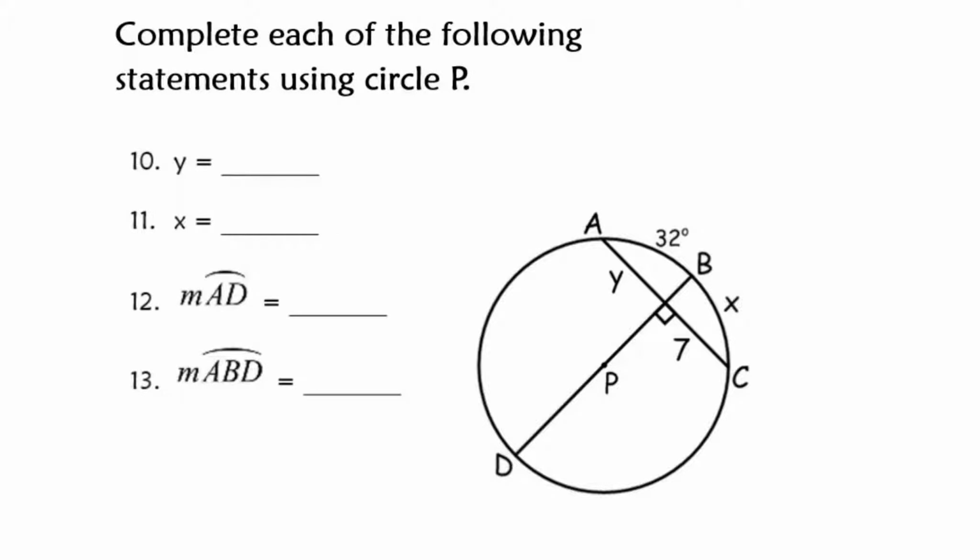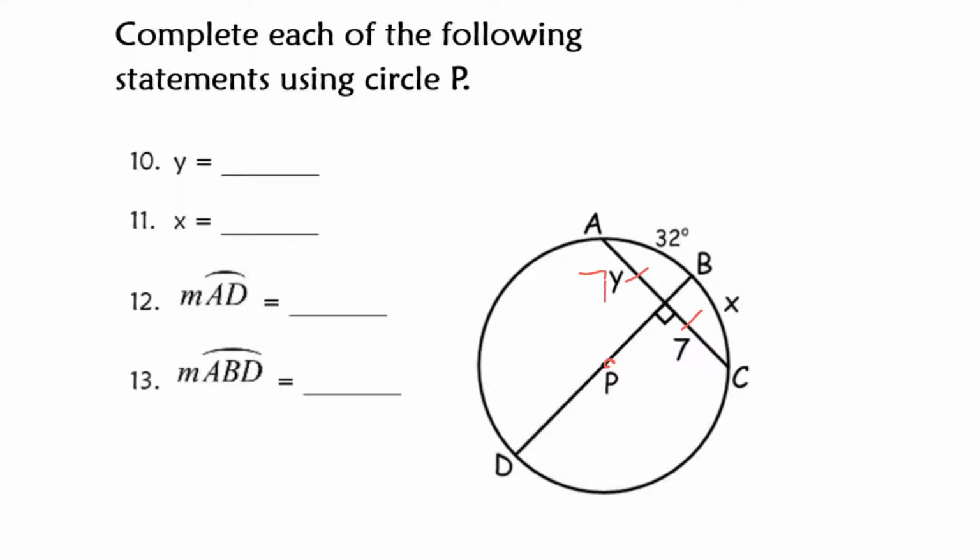Okay, on numbers 10 through 13, we're looking for measurements here. I know I have a diameter. What I noticed too, though, is I have this radius PB here, and P is my center. So PB intersects AC at a 90-degree angle, which means those two segments have to be congruent. Okay, so it's bisecting that segment.